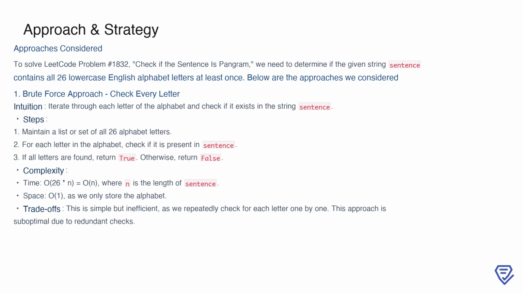While this method ensures correctness, it involves iterating through the entire alphabet and scanning the sentence repeatedly, which leads to redundant checks and inefficiencies. Although its time complexity is technically O(n), since the alphabet size is constant, it doesn't leverage any optimizations to reduce unnecessary operations, making it less ideal for larger inputs.